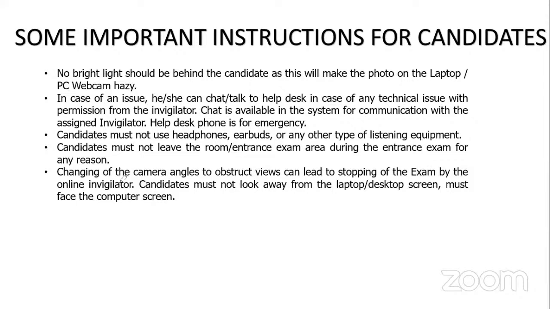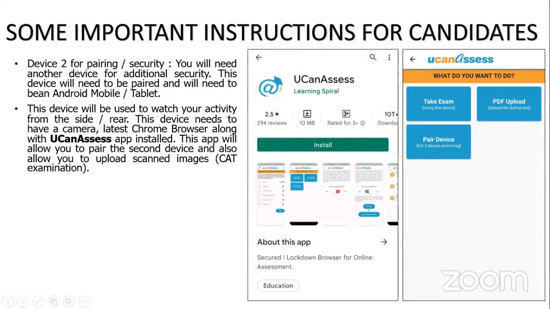Okay. Jesse Sharon has asked a question. Do we need to have you can access app on both the devices or only on device 2? You're expected to have that only on device 2, because it will be device 2 that would be used to upload the CAT response sheets also. As I said, there would be an option of uploading like this, taking the exam or PDF uploading, pair device and things like that. So if there is anything that has to be uploaded, it would be using the second device.